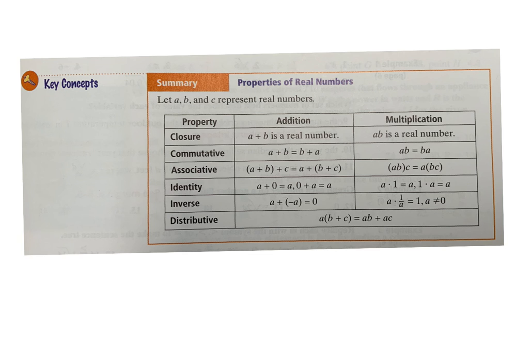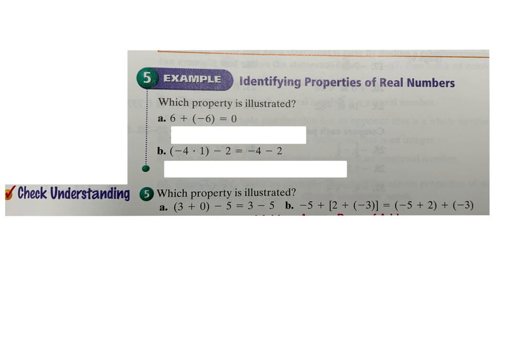Distributive property. This is a multiplication property, but it actually applies to the two combined. If I have a number on the outside of my parentheses, I can either add those first and multiply, or I can distribute that multiplication to everything within the parentheses. So let's look at which property is illustrated here. I have 6 plus negative 6, and I get that it equals 0. Which property tells me that? Which property says if I add these two numbers that are related somehow that I get 0?